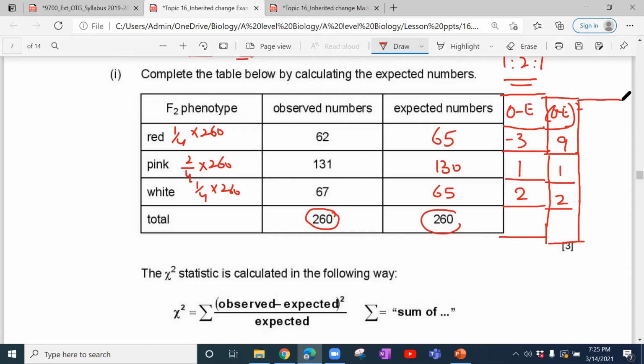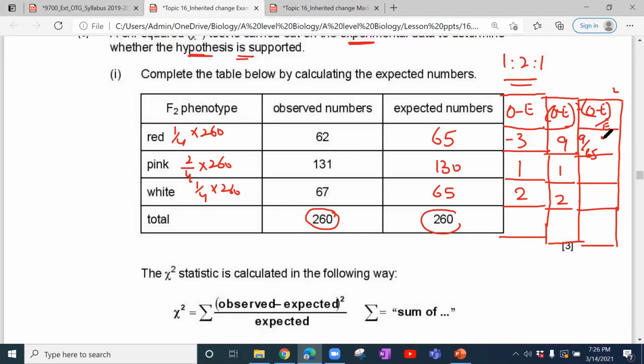This value is divided by E, the expected value. So it's 1, 2, 3 here. According to the formula, O minus E whole square divided by E. So let's do that. You'll definitely get positive values. So let me work that out. This is 9 and your expected value was 65. So let's see, 9 divided by 65.